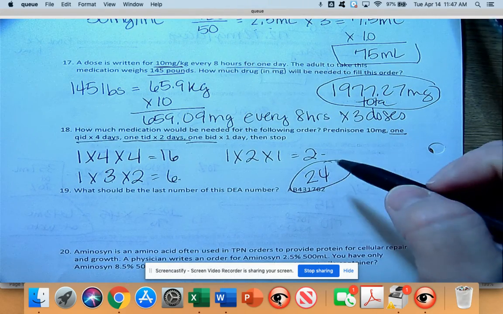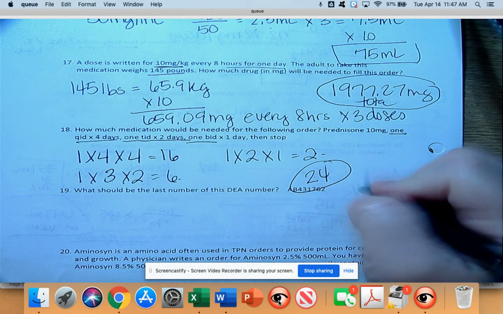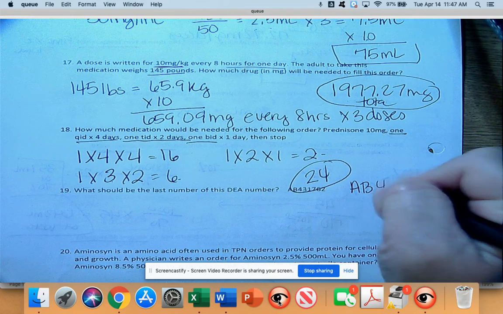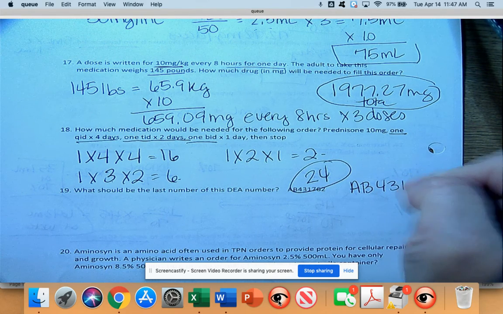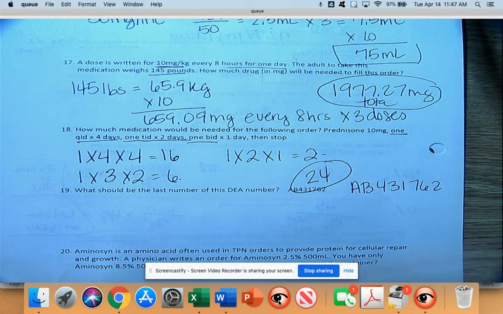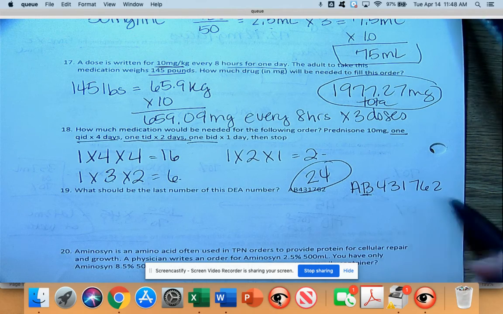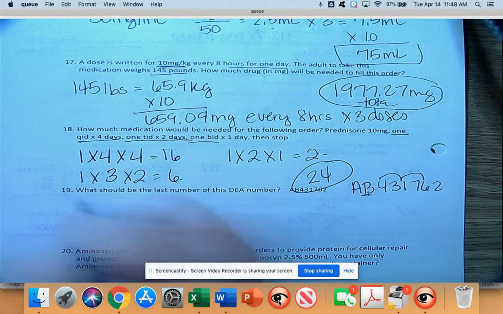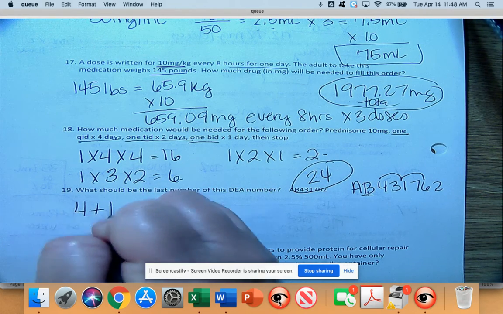Okay, it says, what should be the last number of this DEA number? I'm going to rewrite that. AB 431762. Well, they don't tell us the doctor's last name to check that. They just kind of want to know the numbers. Remember, I take my first, third, and fifth. So let's do that. 4 plus 1 plus 6.